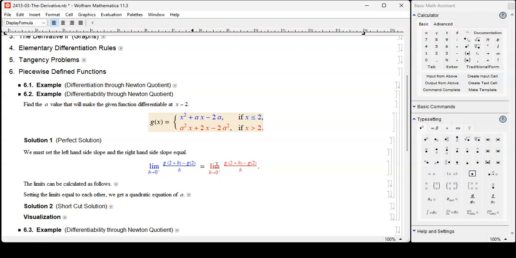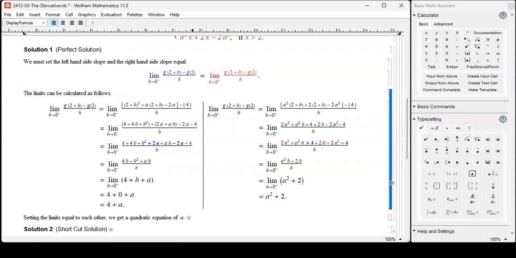Okay, let's calculate using the first line. Well, stop the playback and do it on your own. g of 2, what is g of 2? Plug in x equal to 2. 2 squared, so 4 plus 2a minus 2a. So this value, g of 2, is going to be just 4. And then g of 2 plus h, well, that's what you have to plug in and do your computation. If you do, you're going to get this.